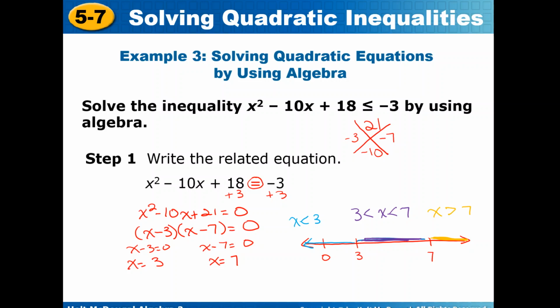And what I can do is I can just test some points inside each of these regions. So I'm going to choose a point in this region where it says x is less than 3. I'm going to try 0 for a point, for a test point.